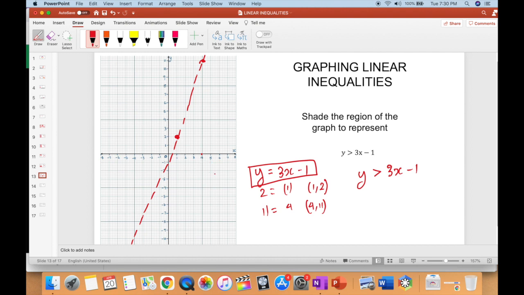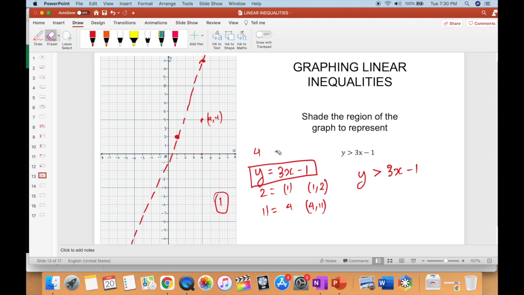So let's choose a point on side 1 over here. Let's choose this point here. All right, this point is the point 4, 4. Now remember, this point 4, 4 is not on the line. So if I was to put 4 in this equation for x, I am not going to get 4 for y.